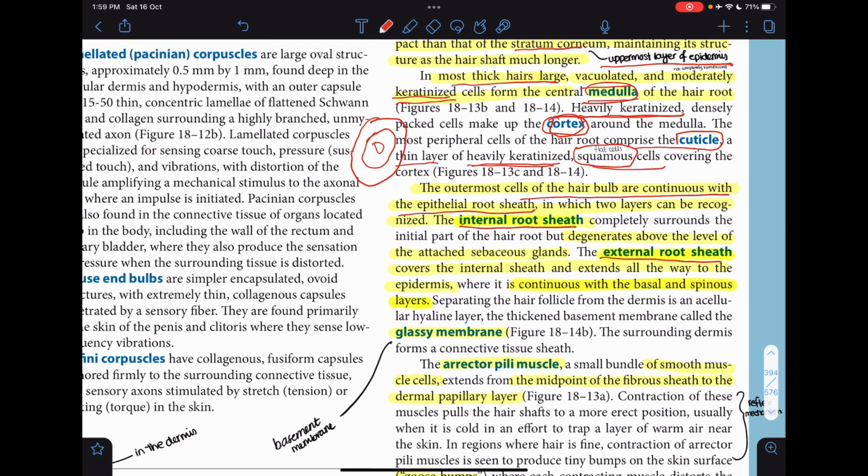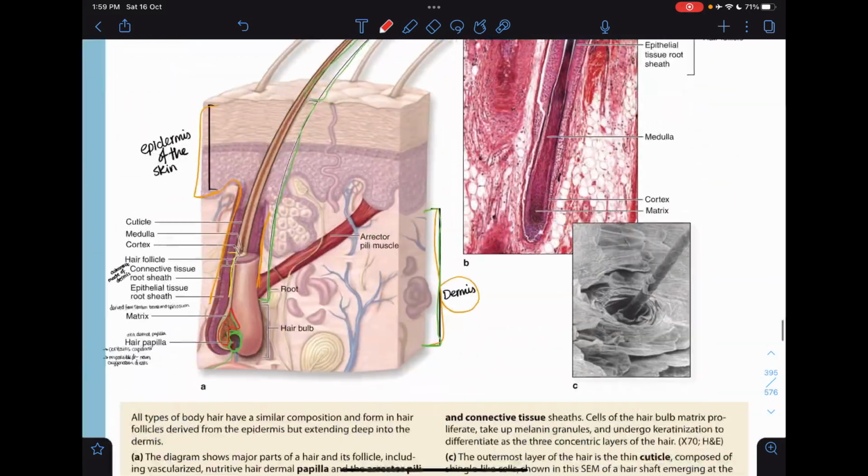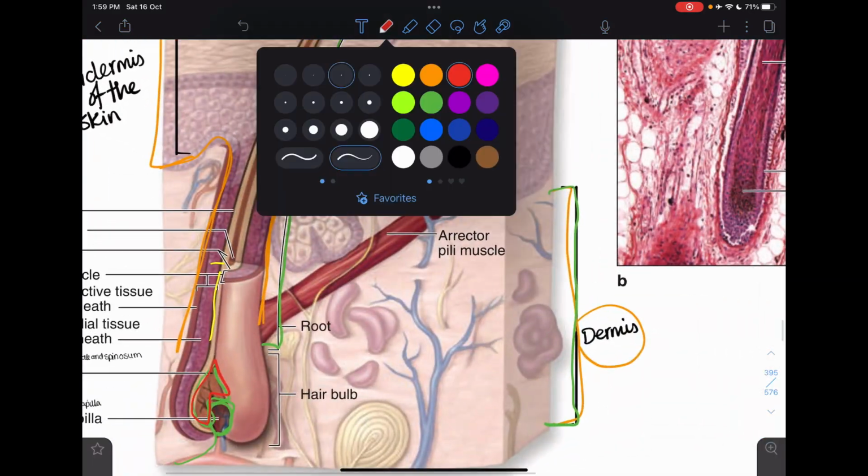The internal root sheath completely surrounds the initial part of the hair root but degenerates above the level of the attached sebaceous glands. And also the external root sheath, which covers the internal sheath and extends all the way to the epidermis, where it is continuous with the basal and spinous layers. What does that mean? Now, the internal root sheath, first let's change the color so we can distinguish.